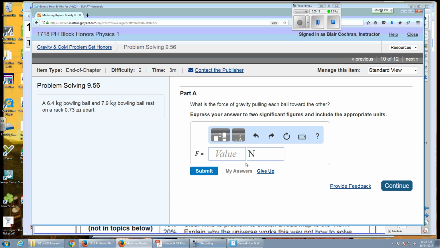Alright, we got 2 bowling balls at rest on a rack 0.73 meters apart. And they want to know the force of gravity pulling each ball towards the other. I'm going to assume that that 0.73 meters is from the center of each bowling ball. Because if I assume it's surface to surface, I don't know how big the bowling balls are. So I'm going to assume that they're trying to make my life easier, even though they don't say center to center.